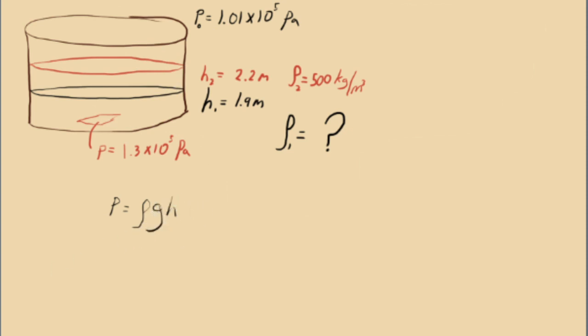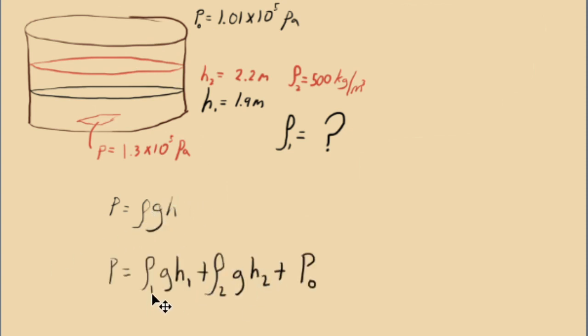The density of 1 times the height of 1, the density of 2 times the height of 2, and then we have to add our atmospheric pressure, which once again, we're not dealing with the density and the height. We're just told whatever the pressure is from it. So this would have been equivalent to the density of air multiplied by the gravity multiplied by that column.